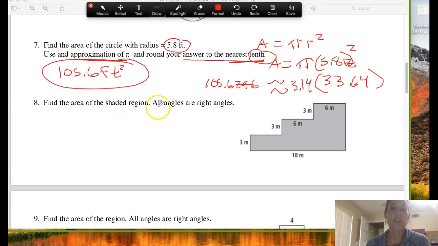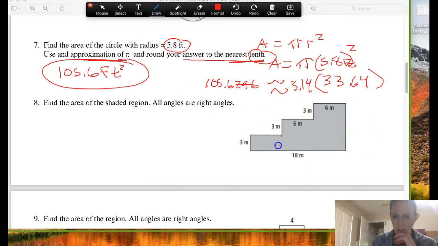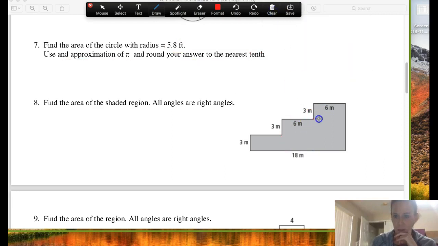All right, find the area of the shaded region. All angles are right angles. So these are all right angles. So really you can cut this up a couple different ways. You could cut it up like this, or like that, or you could slice it this way and find the area of those rectangles. However you see it when you look at this.